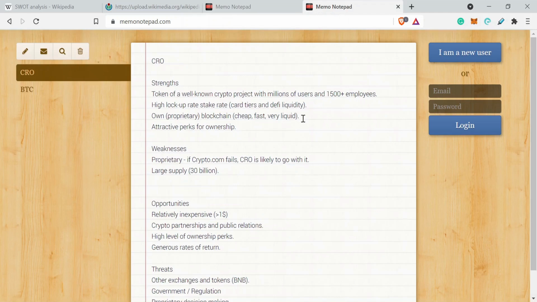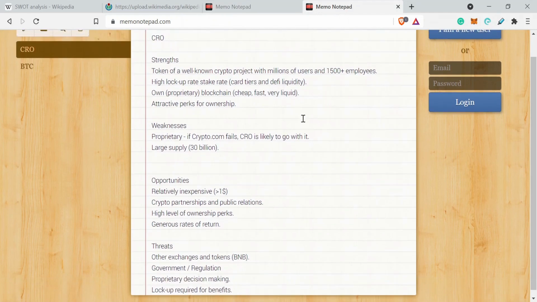So let's compare and contrast it with another project, CRO, the Crypto.com proprietary token. So the strengths would be, this is a token of a well-known crypto project with millions of users and 1,500 employees. If this project was to cease to exist, then those 1,500 employees wouldn't have a job and millions of users would lose their money. So therefore, it's likely to continue to exist, at least for the time being, or at least not disappear very quickly, so quickly that you can't do anything about it.